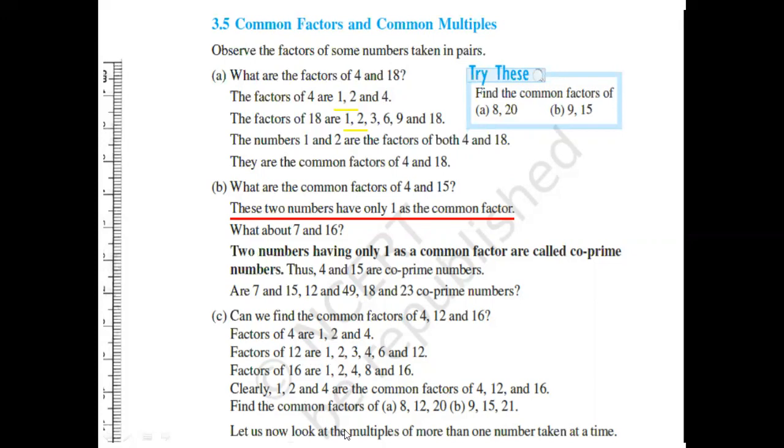You have to do this question. Write the common factors of 8, 12, 20 and of 9, 15, and 21. So these two questions, children, you do by yourself. You have learned enough about factors.